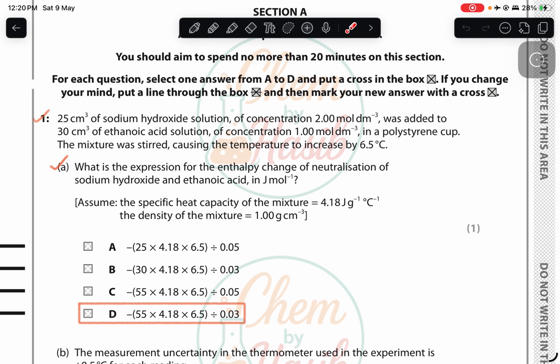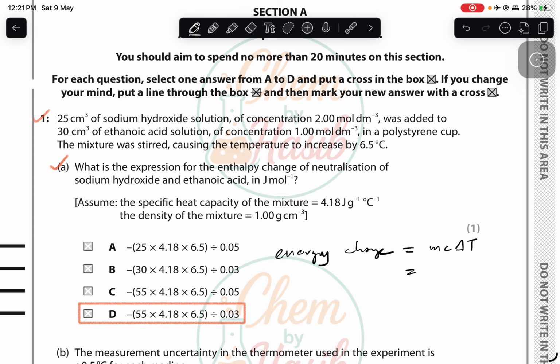Enthalpy change of neutralization is the energy change when 1 mole of water is formed, right? It is the energy change when 1 mole of water is formed when an acid is neutralized by excess base, or when a base is neutralized by excess acid. Firstly, we need to find the energy change during the reaction. Energy change during the reaction equals m into c into delta T.